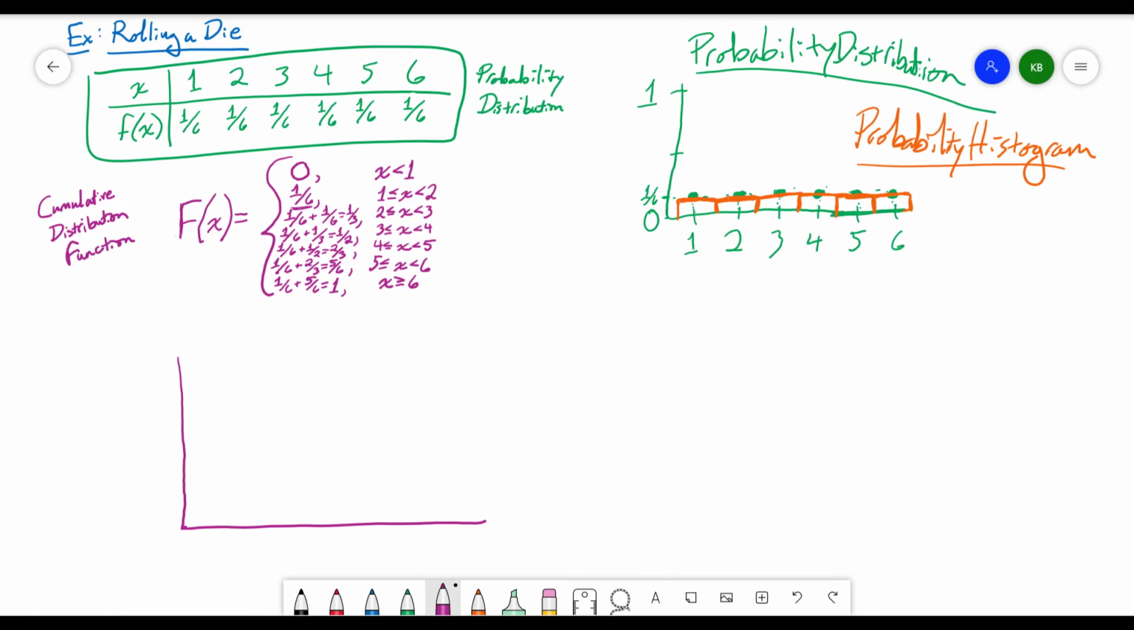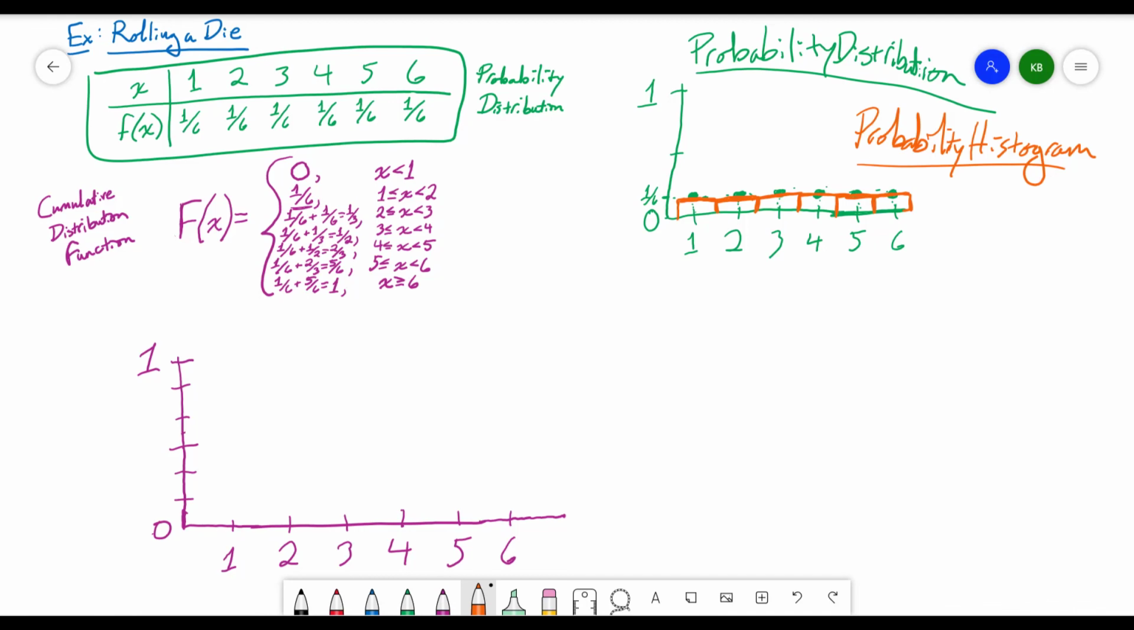Now it's also sometimes helpful to graph the cumulative distribution function. So with this one again, my horizontal axis will be labeled with the possible values for my random variable. So I have 1, 2, 3, 4, 5, and 6. And then I'll have my y values. I know that my probability has to be between 0 and 1. And I know that I'm going to end up with cumulative probabilities between 0 and 1 in increments of 1/6.